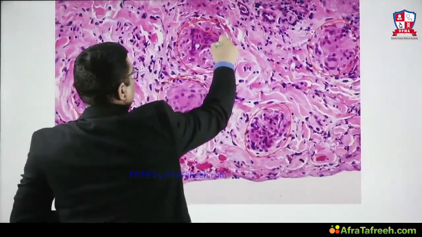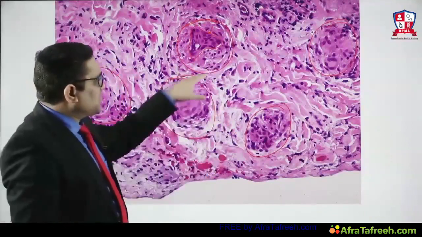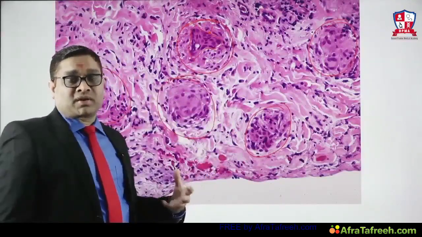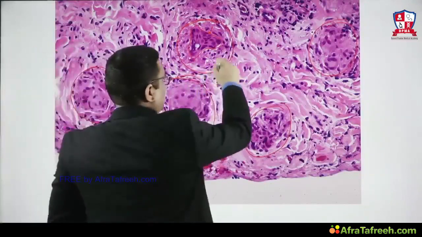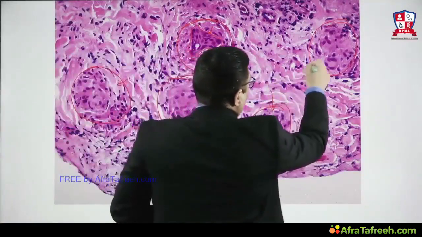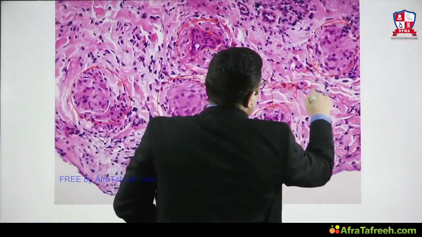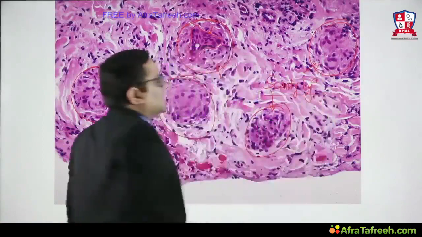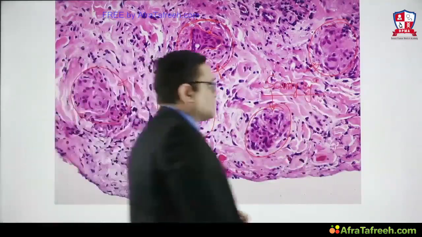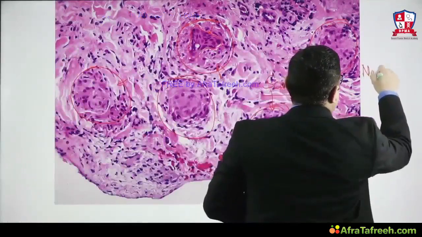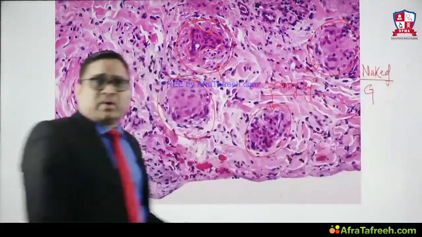See, there is a giant cell, there is a giant cell, right? But what you are observing is that the collar of lymphocytic infiltrate is scanty in any of them. No lymphocytic infiltrate in any of them, or you can say scanty lymphocytic infiltrate. So this type of granuloma is called naked granuloma, which we often see in sarcoidosis. You remember, naked granuloma in sarcoidosis.